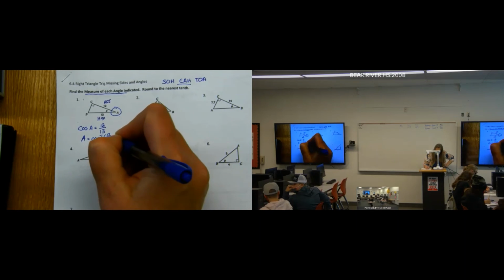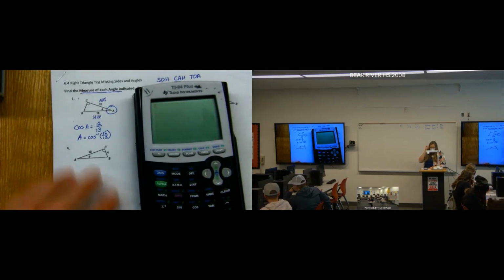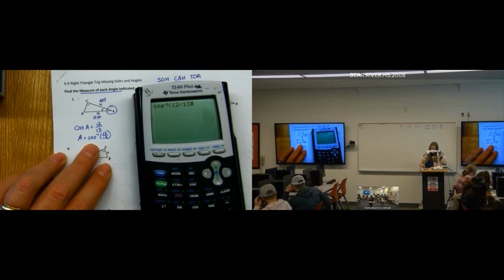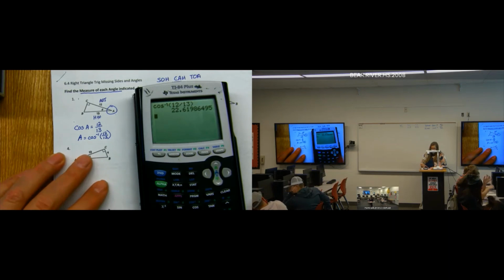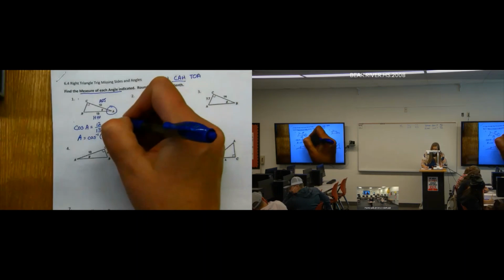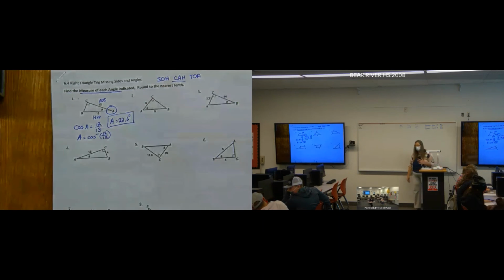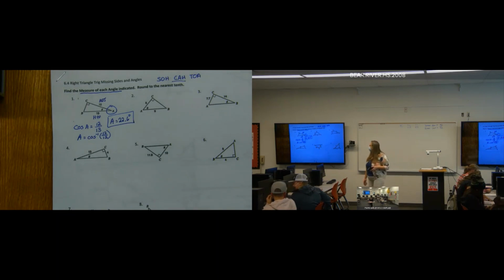12 over 13. So here I go on my calculator. I put in second cosine, 12 divided by 13. What's my answer? A is equal to 22.6. And I'm done. Go to the next problem. Because they don't need me to find everything. It just says round to the nearest 10. Go to the next problem.